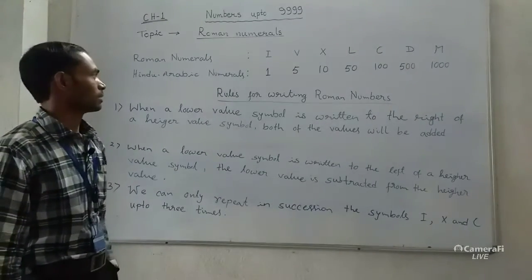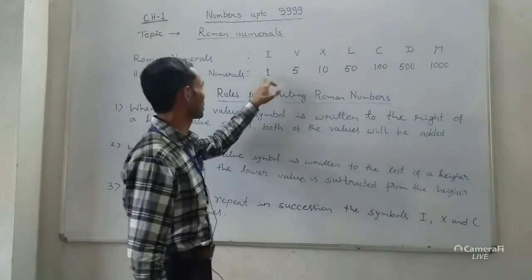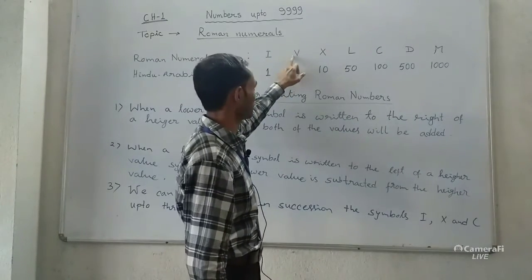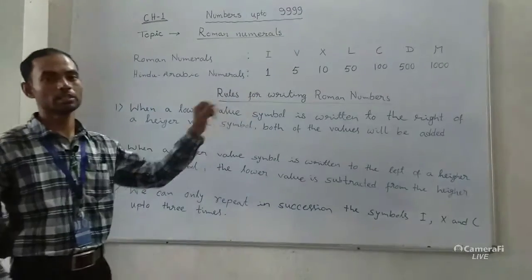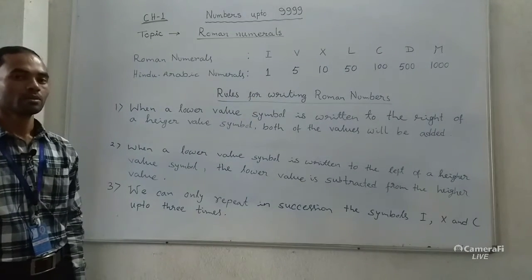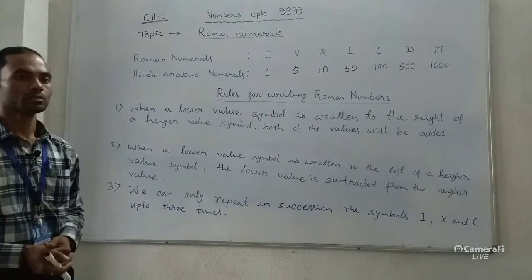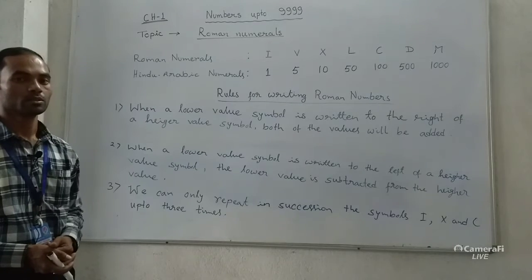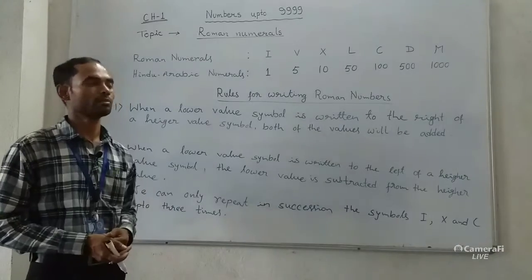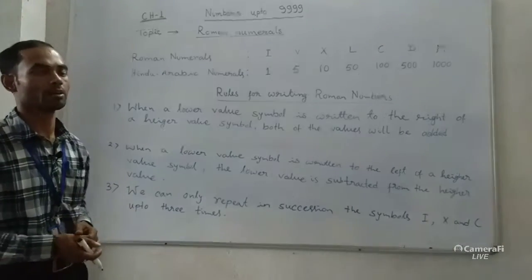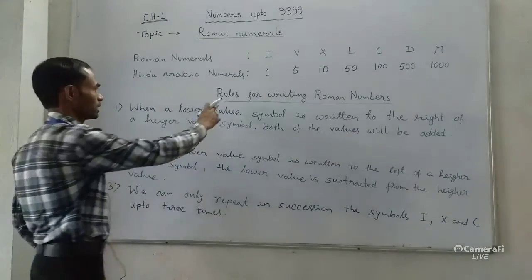Now there is the number 1 for I, 5 represented by V, 10 for X, in this way, but these are for certain few numbers. There are so many numbers that we have to represent. So to represent numbers in Roman numerals, some rules we have to keep in our mind. These rules are written here.